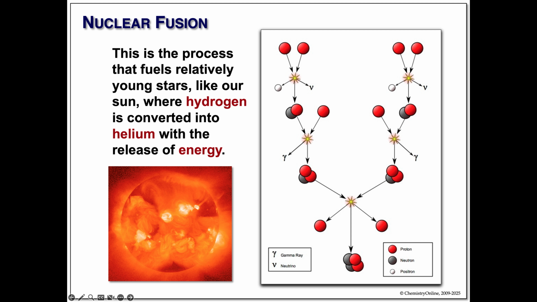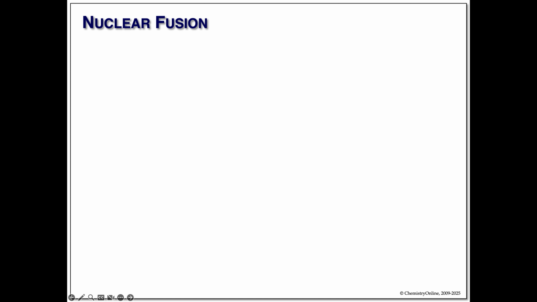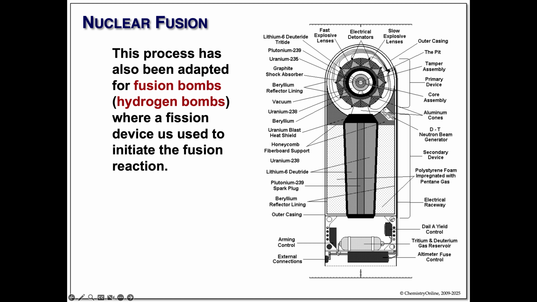When stars run out of hydrogen, they start compressing the helium to make heavier atoms, etc. Well, somebody figured out, of course, a way to take that process and make hydrogen bombs. Hydrogen bombs look basically like this. Does this look familiar? That's a fission bomb. You use a fission bomb as a detonator to set off the fusion bomb.